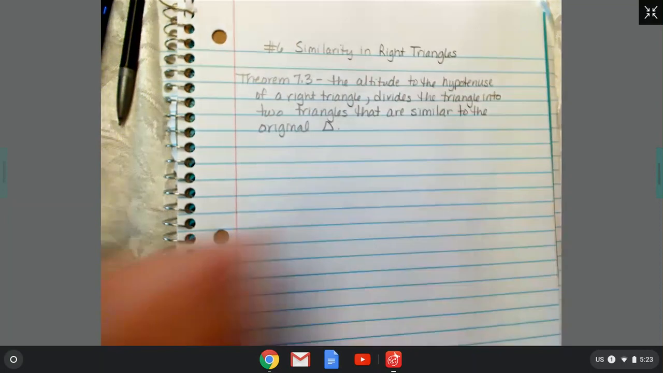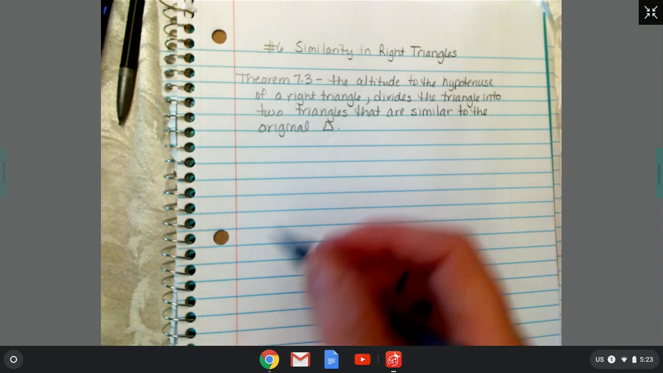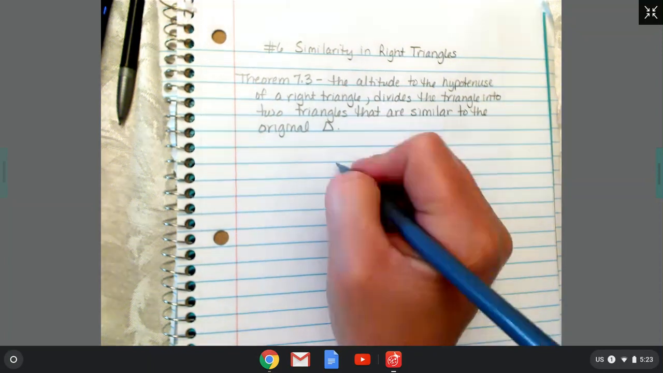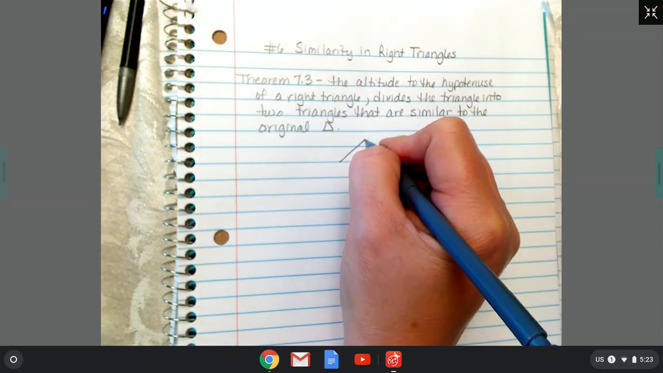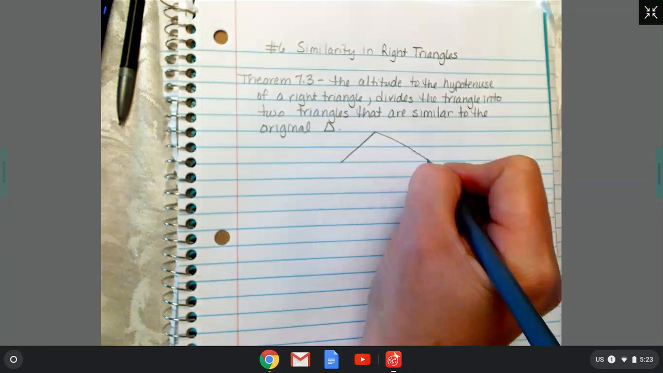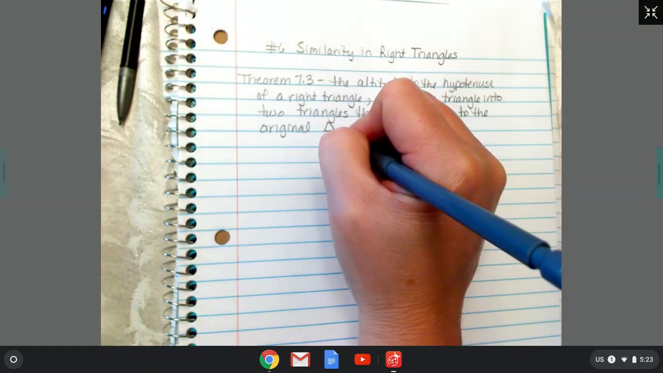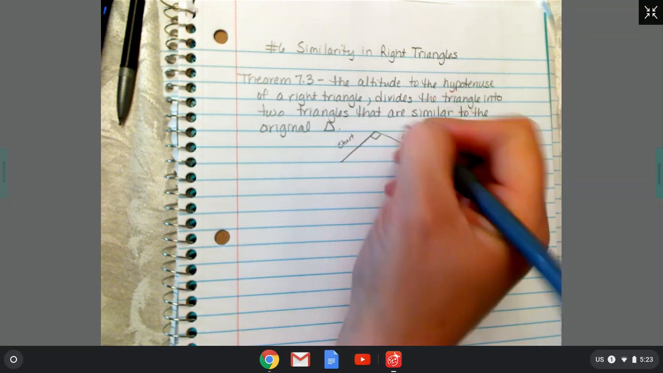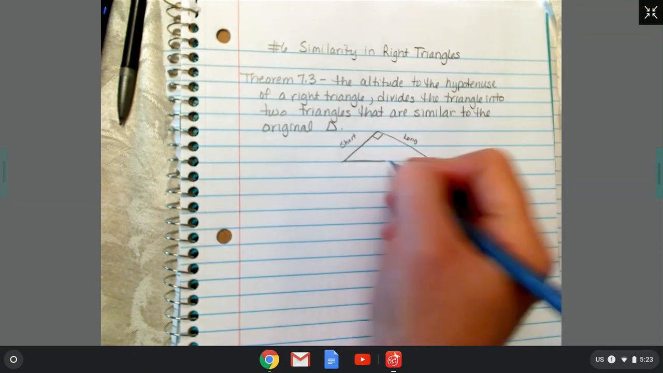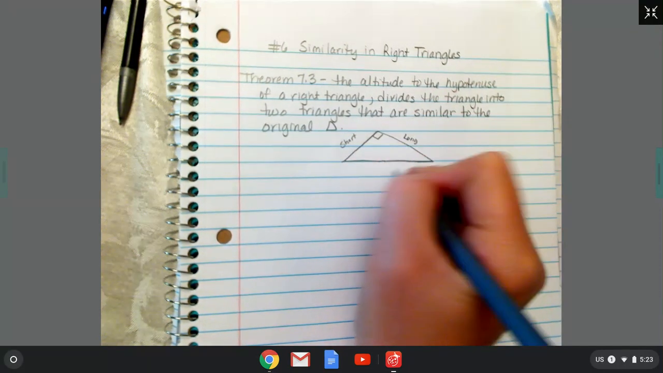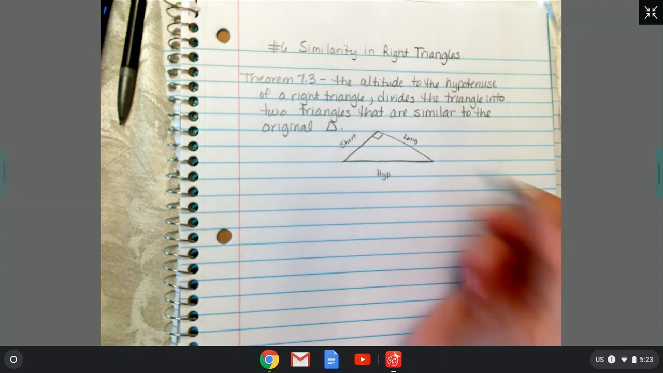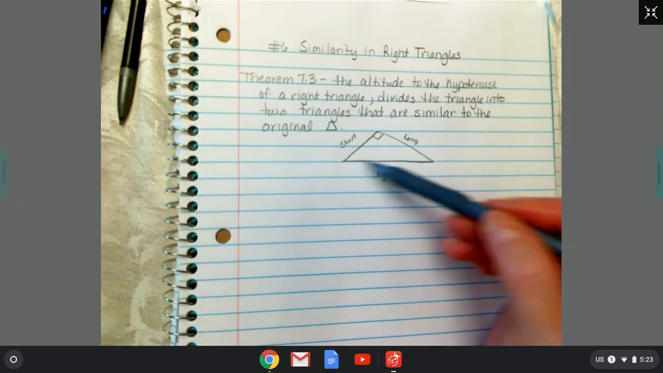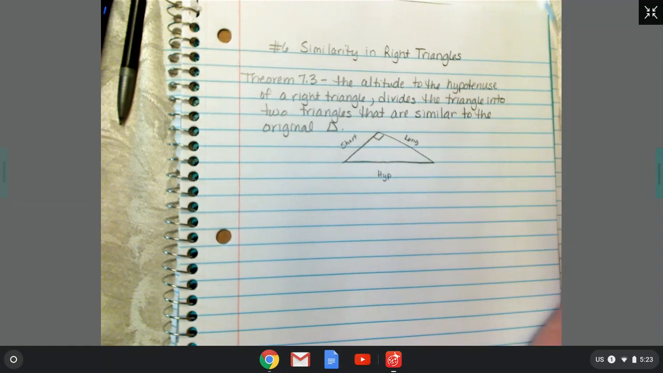Okay, so basically this will make a little bit more sense once we see a picture. But you have a right triangle, and I'm going to draw it a little bit different. I'm going to do a short leg, a long leg, put the right angle here, and the hypotenuse this way. Remember, the hypotenuse is across from the right angle. It is the longest side, but we have a short leg and a long leg.